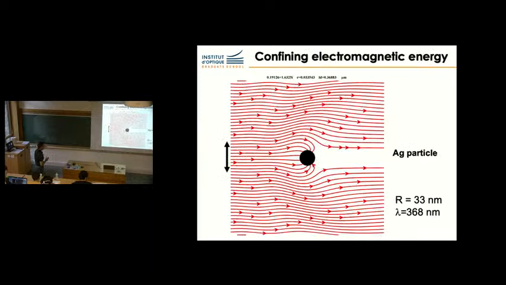Okay. I want to show you now that with these guys, you can confine the field. And that's an example of a metallic silver nanoparticle. It has a radius of 33 nanometers. It's illuminated at 368 nanometers because this is where there is a resonance of the plasmon. And what I'm showing here are the Poynting vector lines. And as you can see, they go to the particle.